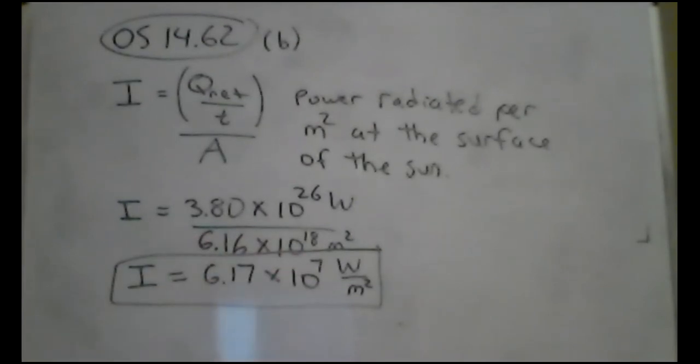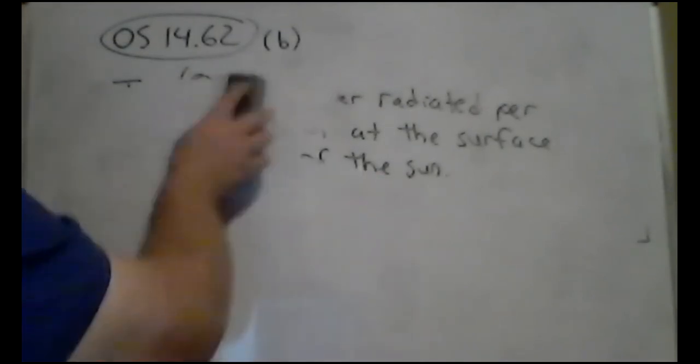So that's the intensity at the surface of the sun. Now for part C, we're going to calculate intensity at the Earth's distance. All right, so that's part C. Let's do that. For intensity calculations like this, this is pretty much what you have to do.